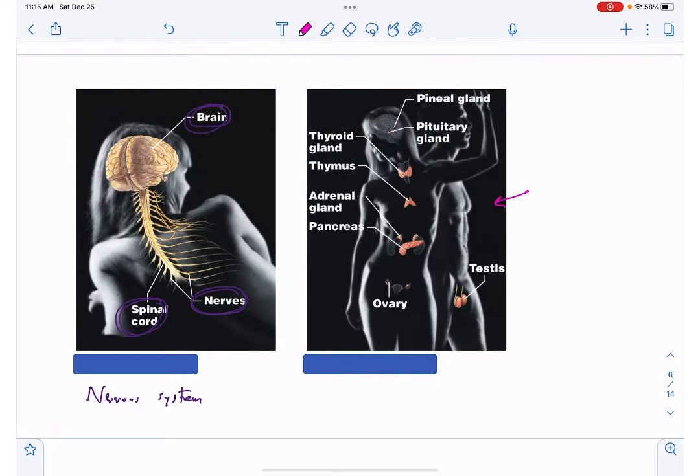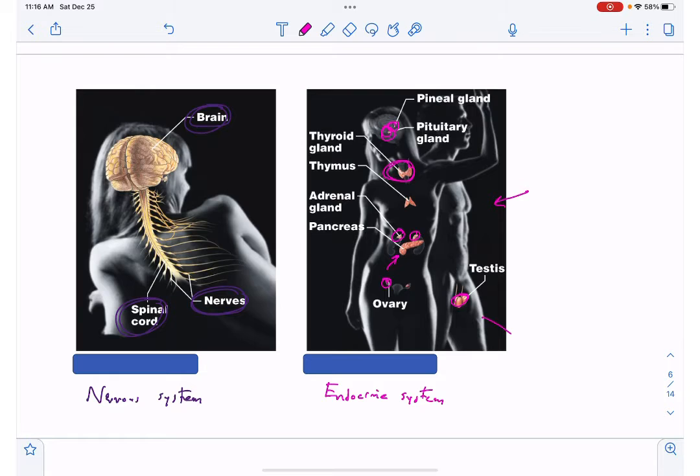What about this organ system? Okay, it's kind of spread out throughout the body. It consists of these different glands, like the thyroid gland that wraps around the neck, the adrenal glands on top of the kidneys, the pancreas, the pituitary gland up in the brain, as well as the pineal gland. The ovaries and testes are also part of this organ system. This is the endocrine system.